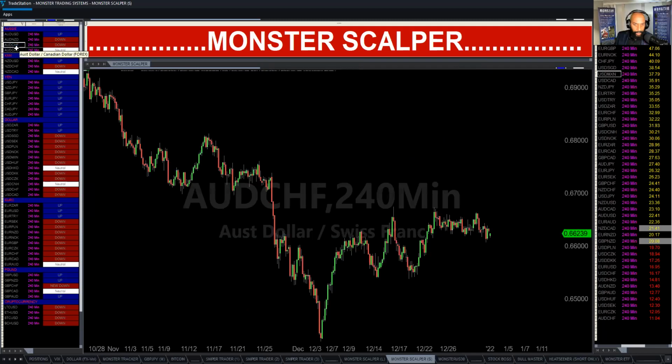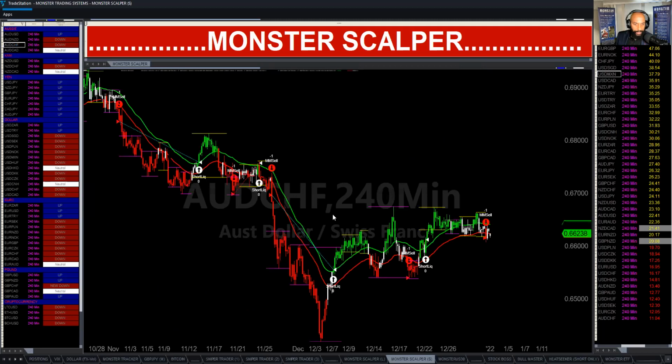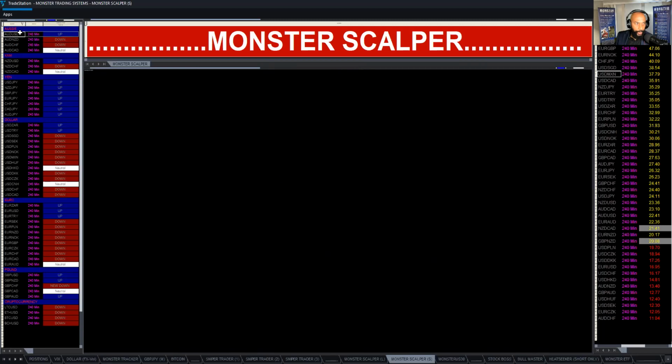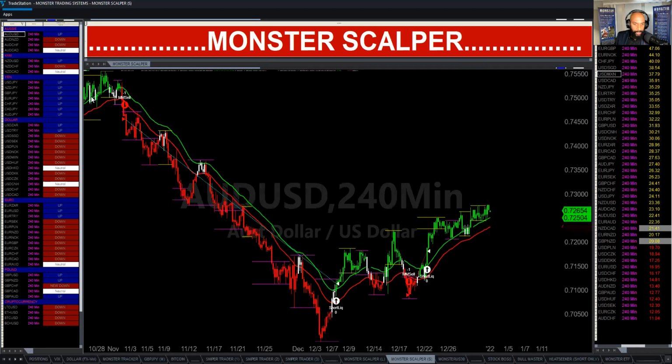Let's see here again. We do have a sell short signal on Aussie Swiss, but the other two are still in the markup phase moving higher. So it's okay to have your first position, but I wouldn't pile in on it yet. Keep that in mind.